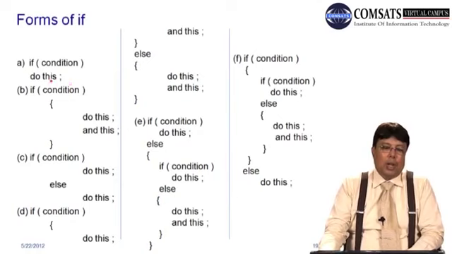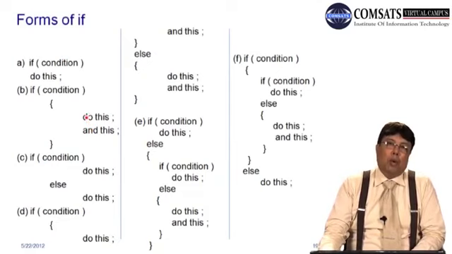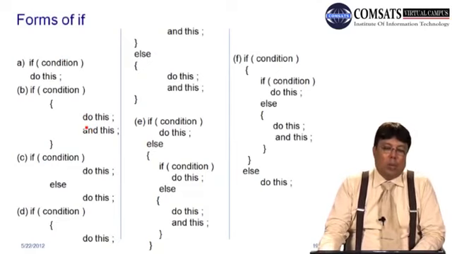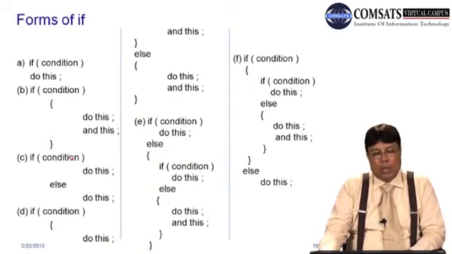Second, we studied if condition, then do this. A and B are the same. What's the difference? In A there was only one single statement and we are not required to put these two curly brackets. In B, just like A, but the difference is that here we have got two statements. When we have got two statements in the body of the if or else, we are required to put the curly brackets there. Third combination, if this condition is true, do this, else do this.